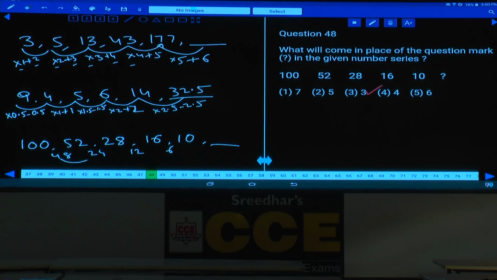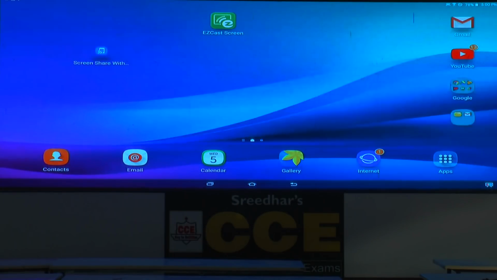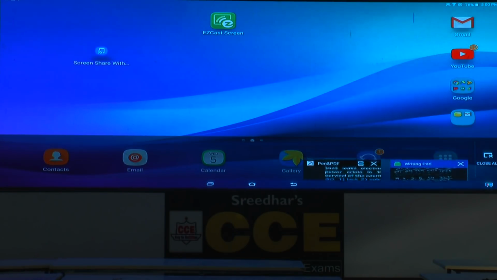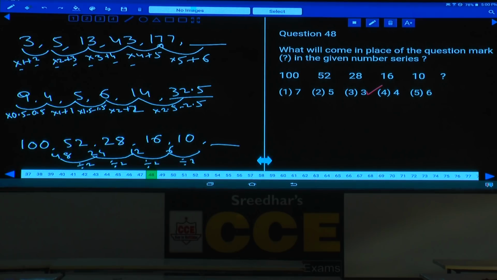Now what is the relation between 48 and 24? Divided by 2. 24 divided by 2 is 12. 12 divided by 2 is 6. Isn't it? Next one, 6 divided by 2 is 3. Hence 3 must be subtracted. So the next one must be 3, and these must be subtracted: minus, minus, minus, and so on. 10 minus 3, it is 7. Choice 1. Clear now?